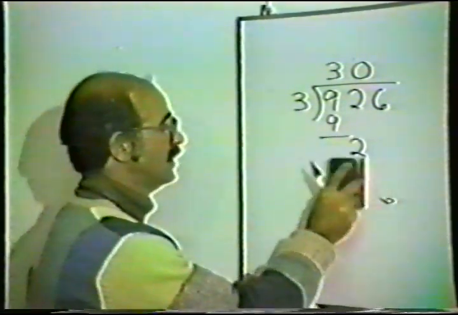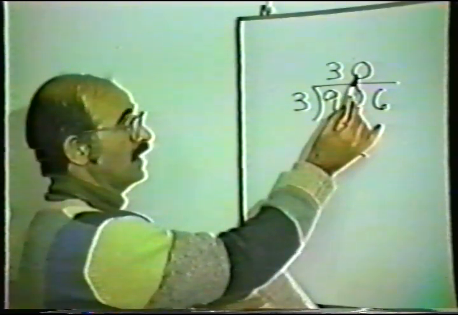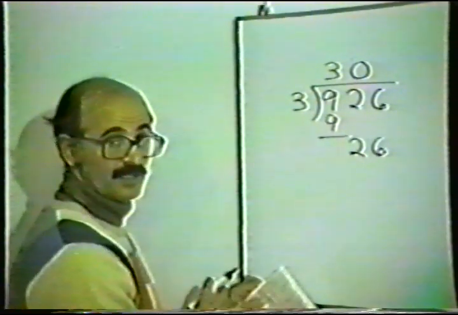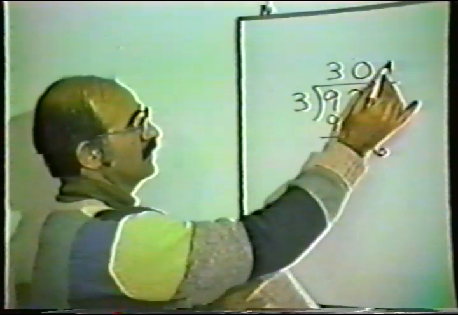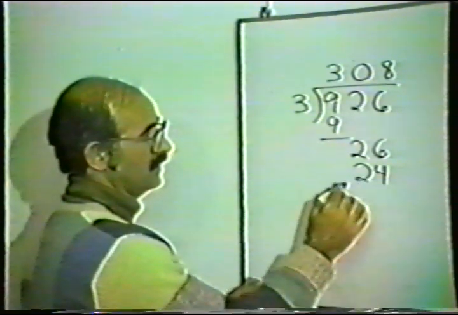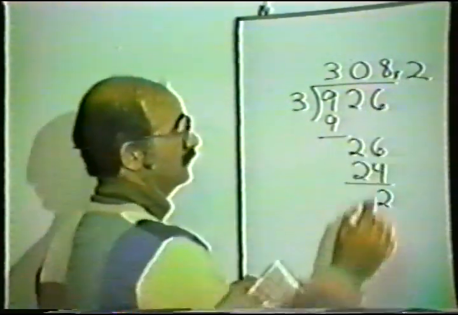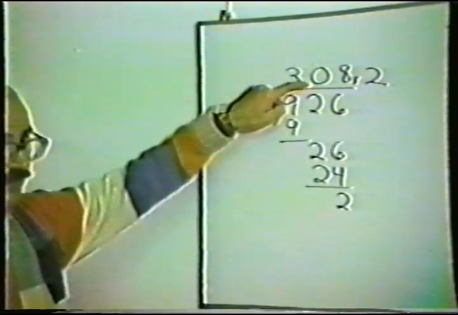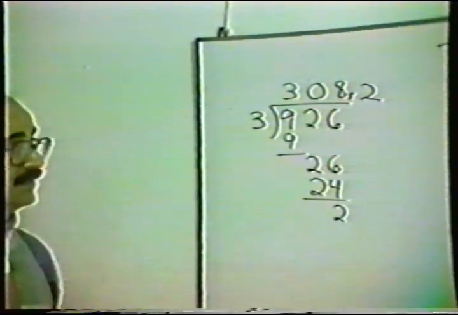Why not just say 3 into 2 goes 0 times? I can't use that 2. I have to use the whole 26. Just bring it down to there. 3 into 26 goes 8. 8 times 3 is 24. 6 take away 4 is 2. Remainder 2. So that's a little shortcut. When you have a 0 up here in your answer, don't forget to put the 0 there, but just go ahead and bring down the next number.